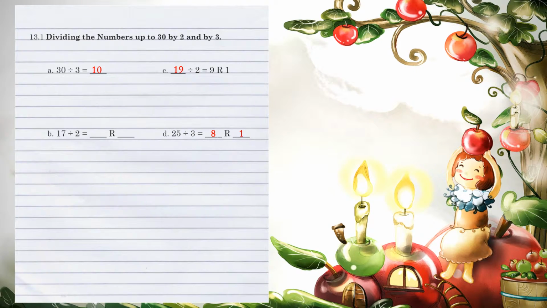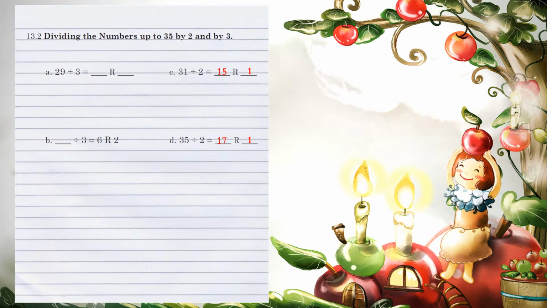17 divided by 2. Well, 17 divided by 2 is not a whole number, okay? Because if we take 2 times 8, which is 16, and we take 16 away from that 17, we have 1 left over. We call that a remainder. So we have 8, remainder 1 as our answer.